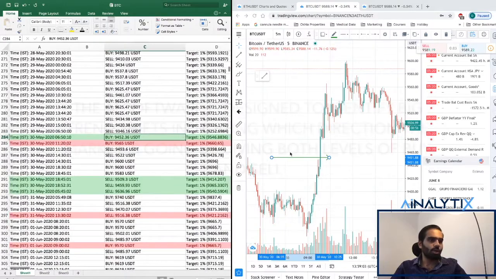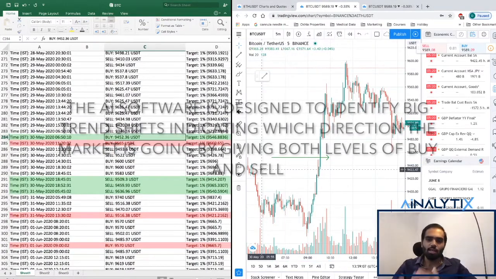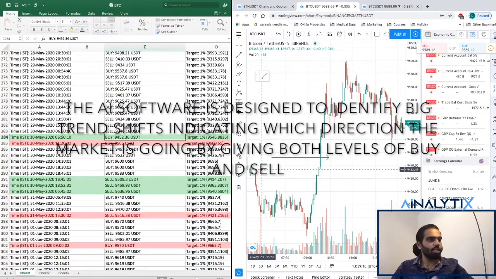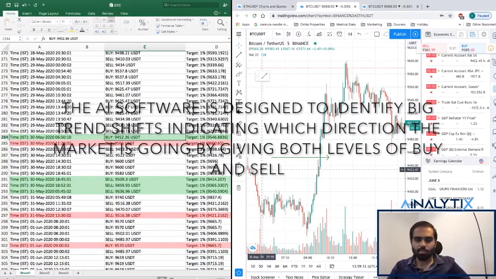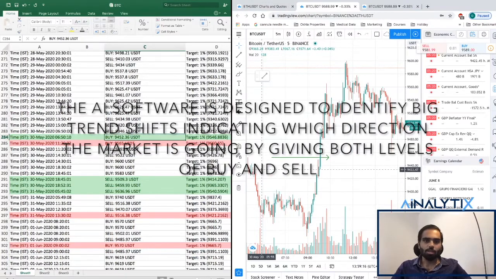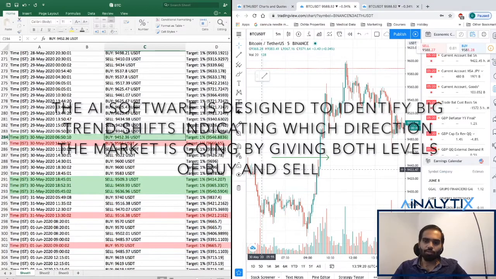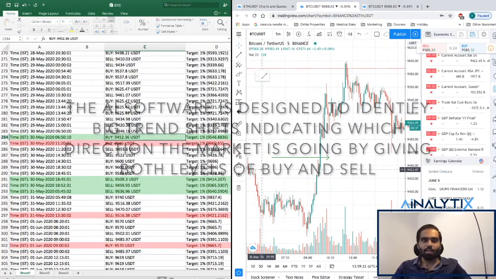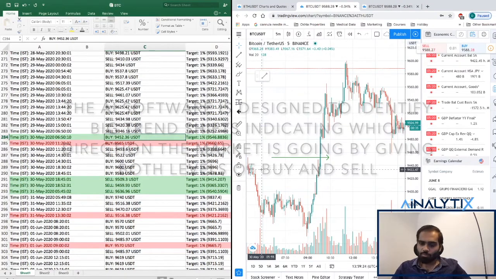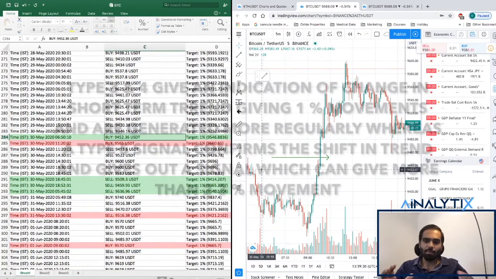What the analytics software basically focuses on is big trend shifts. In this analysis, we've got all types of signals: type 3, type 4, type 5. Just to give you an overview, a type 3 and type 4 signal tell you the shift of a short-term trend, so they give you potentially 1% movement, but a type 5 signal confirms that the trend is going to change. So that's basically a bigger trend.